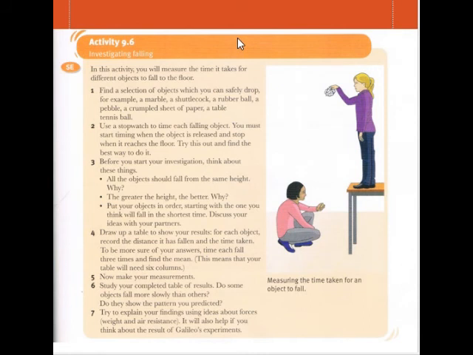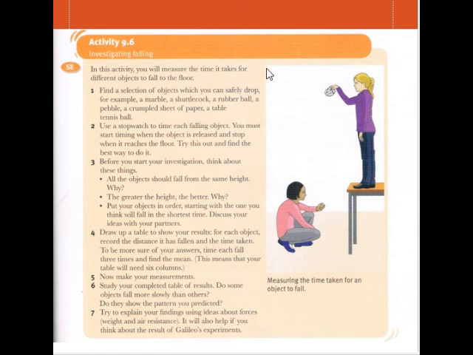Students, we have learned about falling objects, right? And this one is your activity that you can do in your house. You have to record the result and then please submit the result through the email. Okay, look at this one, students. Activity 9.6, investigating falling. You have to follow this instruction. In this activity, you will measure the time it takes for different objects to fall to the floor.